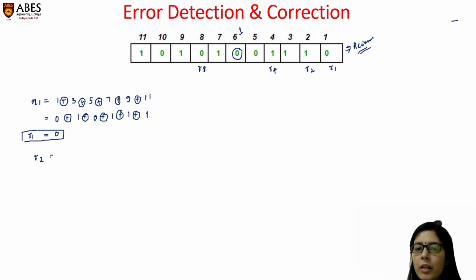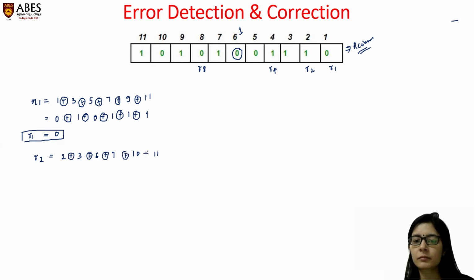Now we will calculate R2: 2, 3, skip 4, 5, take 6, 7, skip 8, 9, take 10, 11. So at position 2, we have 1. At 3, we have 1. At 6, we have 0. At 7, we have 1. At 10, we have 0. At 11, we have 1. So the number of ones is already even. So the value of R2 will be 0.